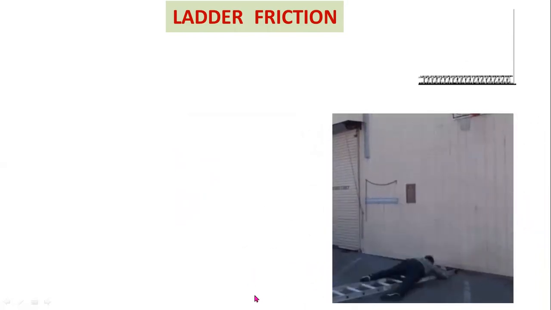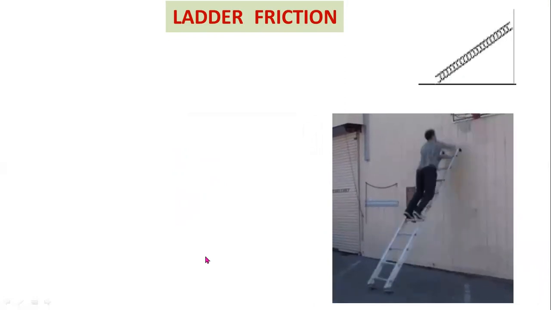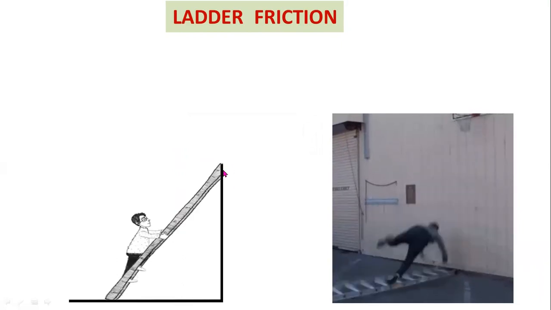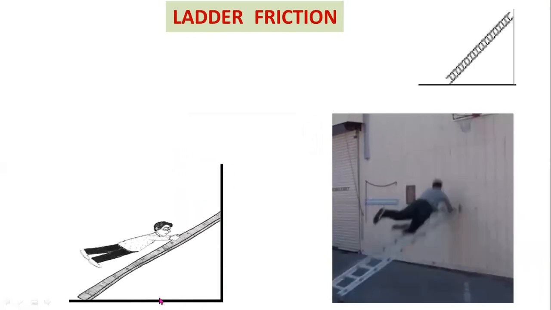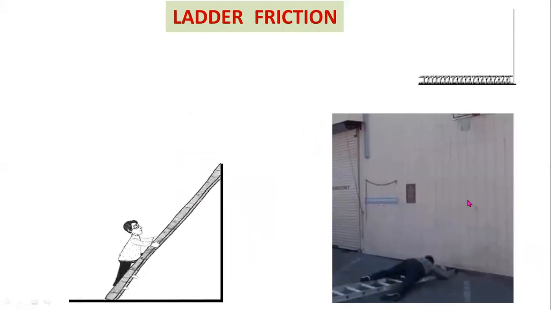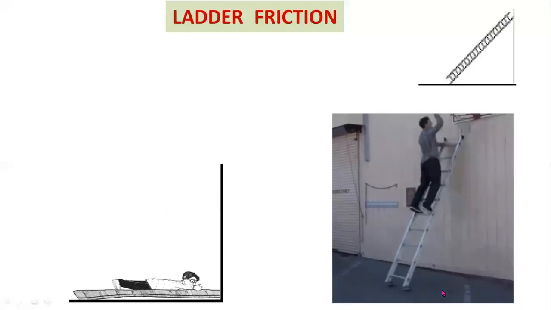Ladder friction. Here you can observe, this is a ladder. Now this is a vertical wall. This is a floor, a horizontal floor. In this diagram, you can observe this is a vertical wall and this is a horizontal floor.